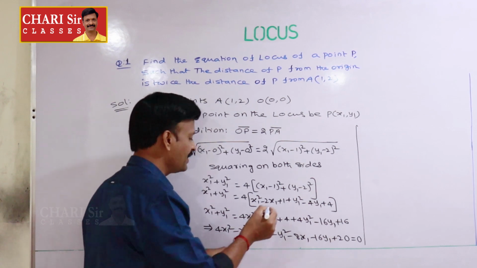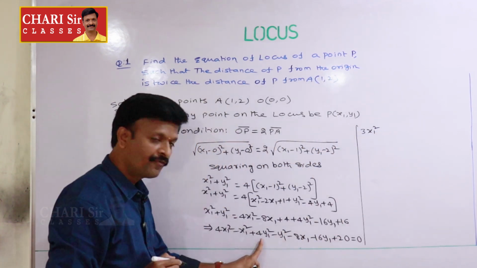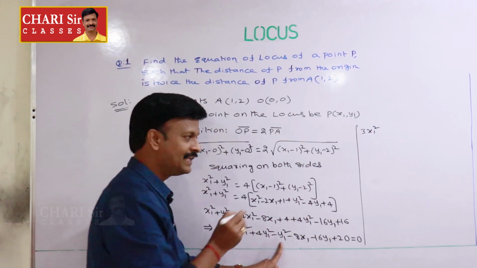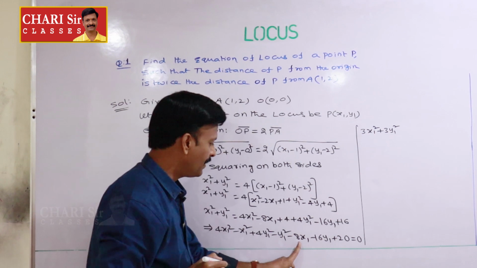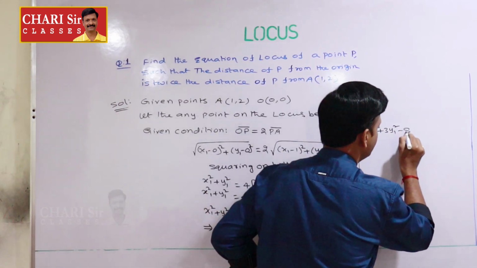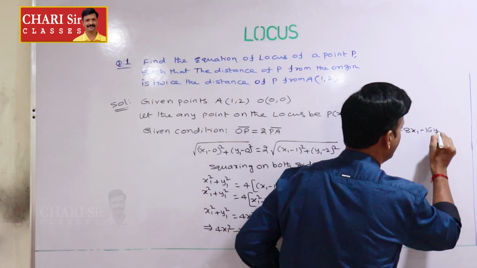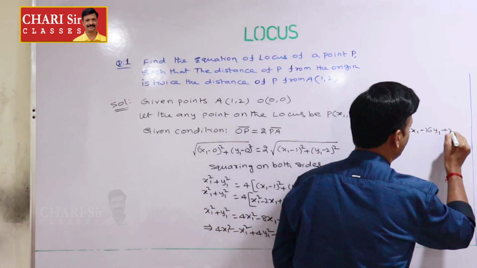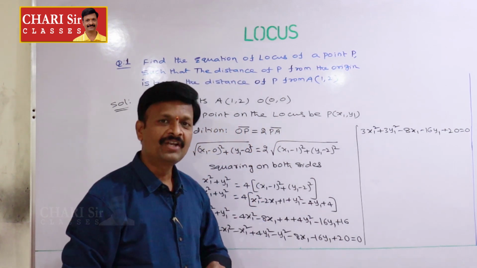So 4x1 square minus x1 square is 3x1 square, and here 4y1 square minus y1 square is 3y1 square, and minus 8x1 as it is, and minus 16y1 plus 20, which is equal to 0. This is not the required equation. What you need to do?